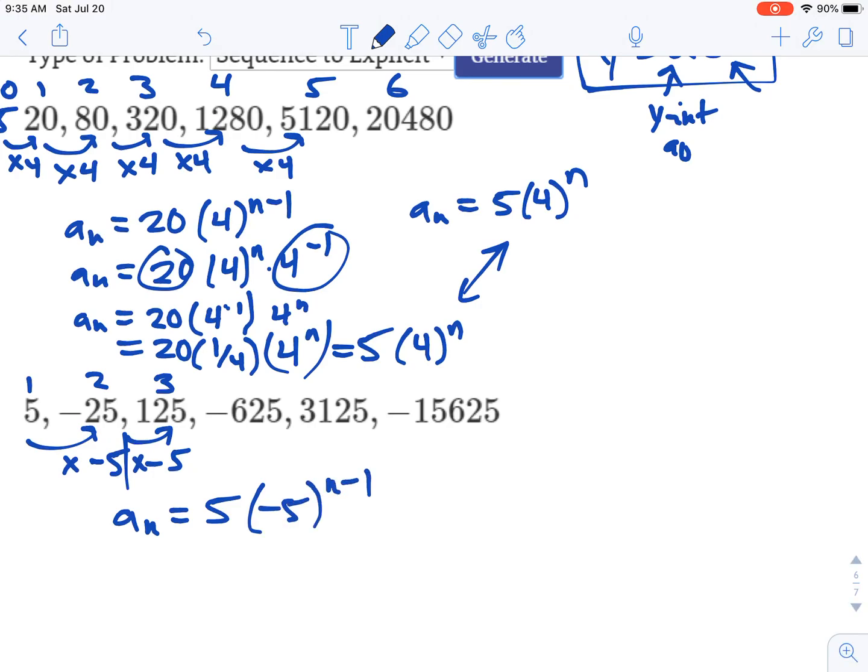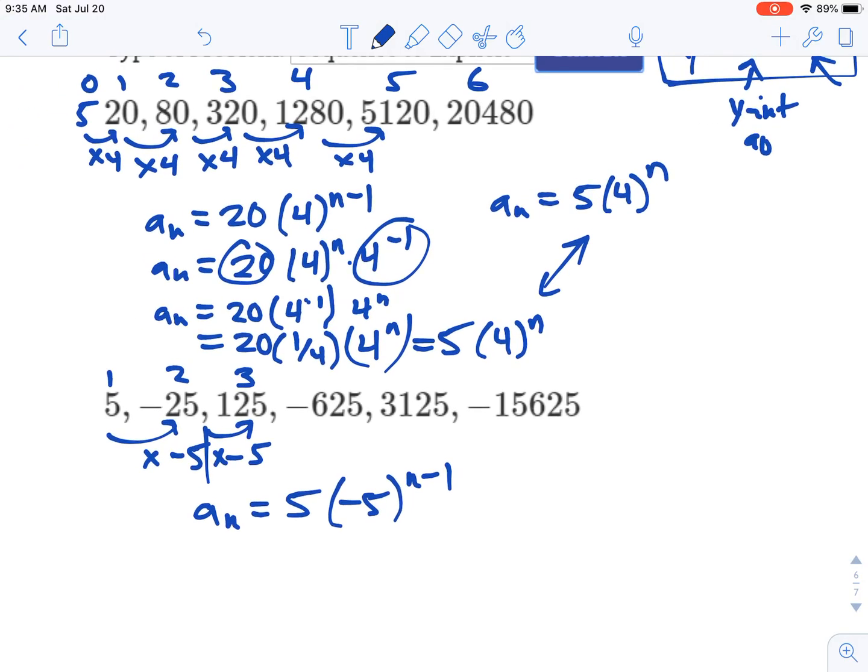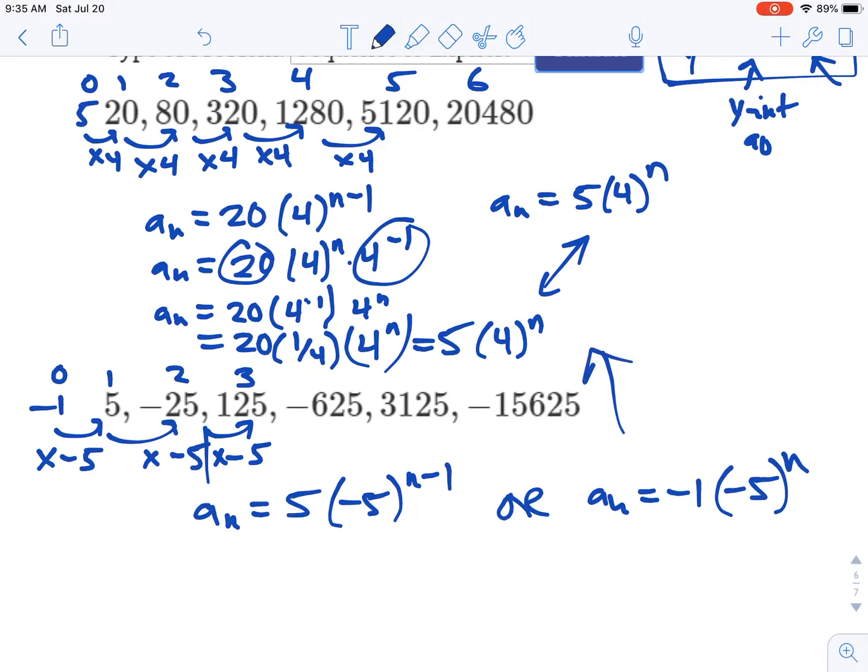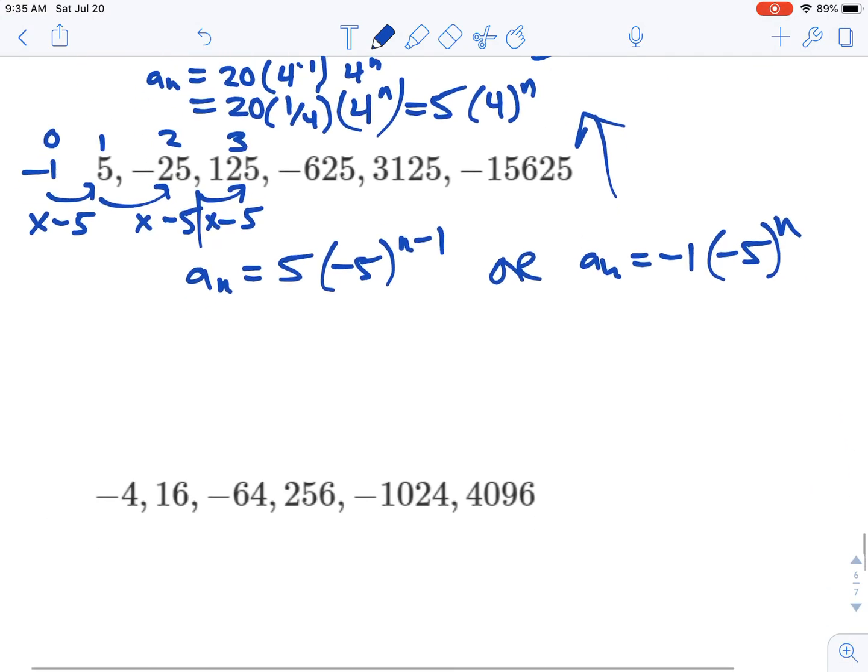Or we could figure out what would come before the 5 over here for the y-intercept. So something times negative 5 is 5, which would be negative 1 if you use division and work backwards here. So you could write it as a sub n equals negative 1 times negative 5 to the n. These both represent the same thing. As we showed up above, it's the same amount of work really to show these are both equivalent.